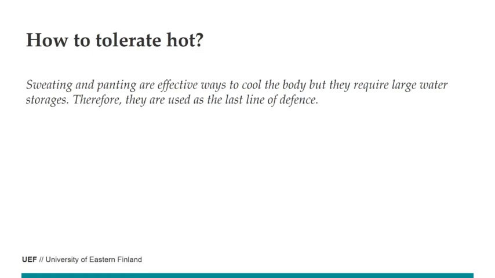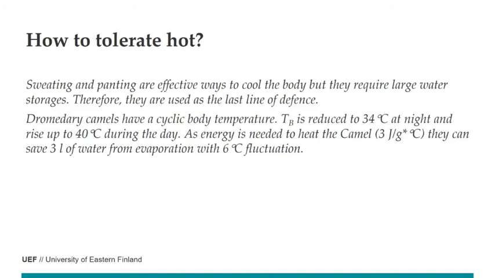We can have that some animals are cooling down during the nighttime. Like dromedary camels, the temperature is about 34 degrees Celsius at night, and then it rises to 40 during the daytime. And there's a lot of energy needed for heating the camel. So actually, it's been calculated that they are saving 3 liters of water from evaporation with the 6 degrees Celsius fluctuation.